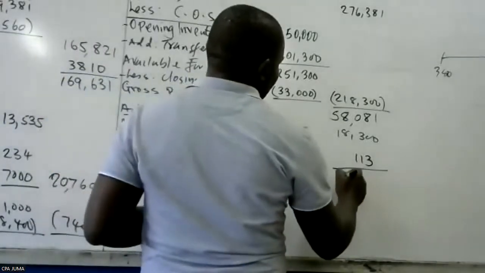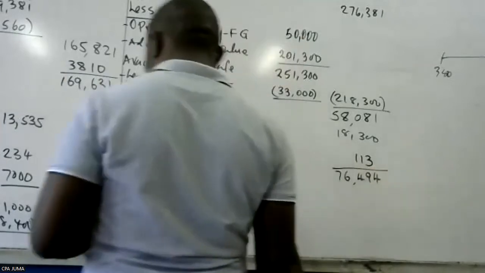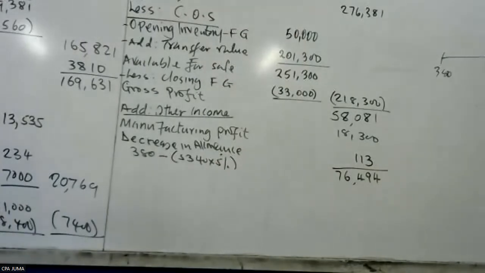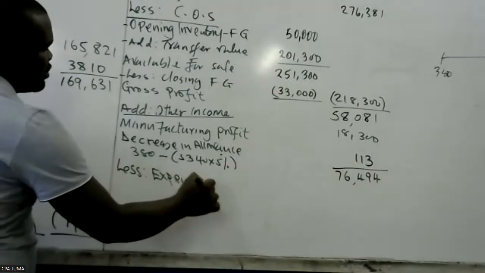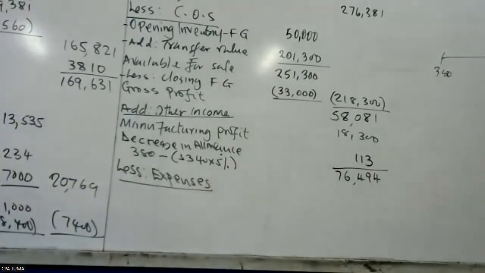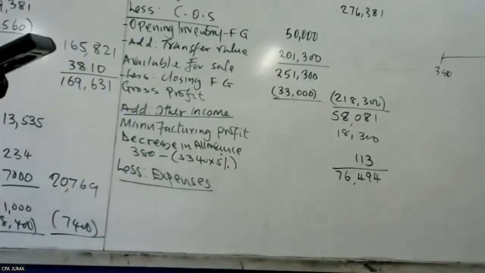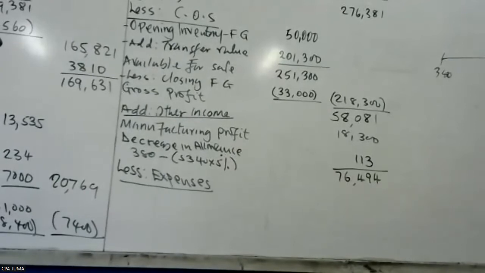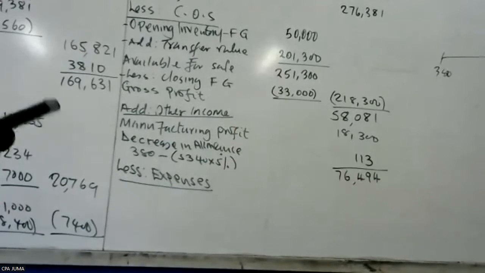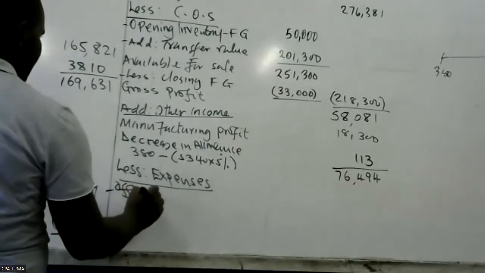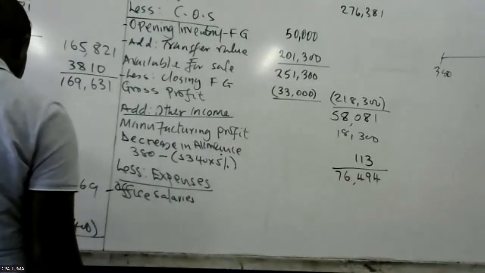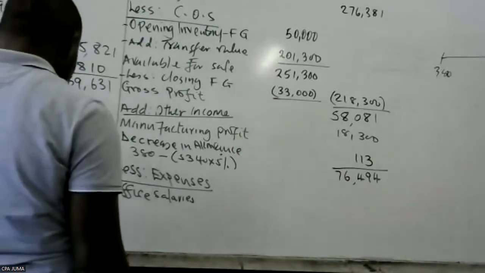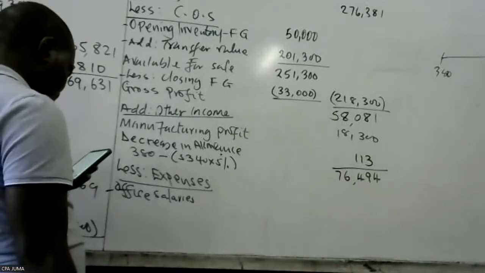Less expenses. So expenses, let's identify them from the top. From the top, check in the trial balance. Are you seeing office salaries? How much is that? Office salaries is 1250.